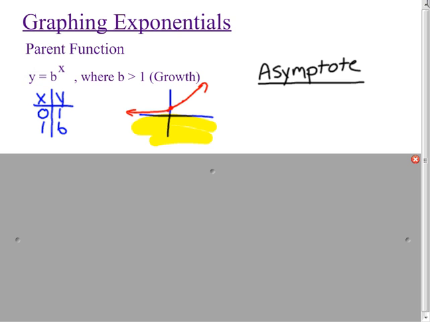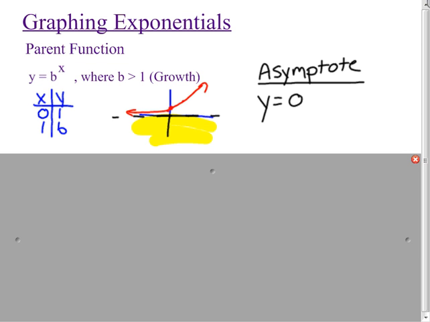An asymptote is a location to where it gets really, really close but can never quite touch. So in this case, my asymptote is that horizontal line. It can never equal 0 or a negative. The parent function, please remember, this is always dealing with the parent function. So I have an asymptote, since it's a horizontal line, it's a y equals line, and it's at 0. All exponentials will have asymptotes.